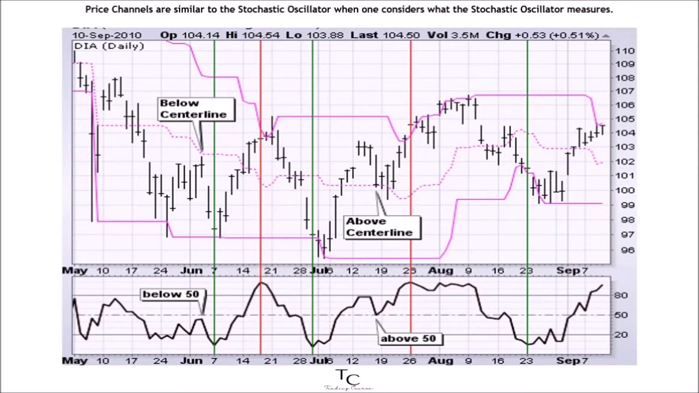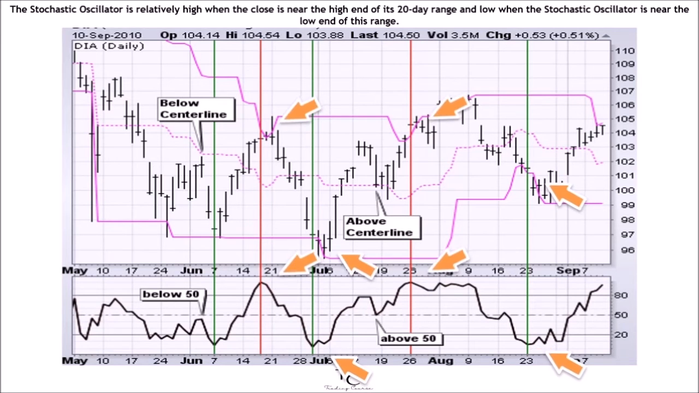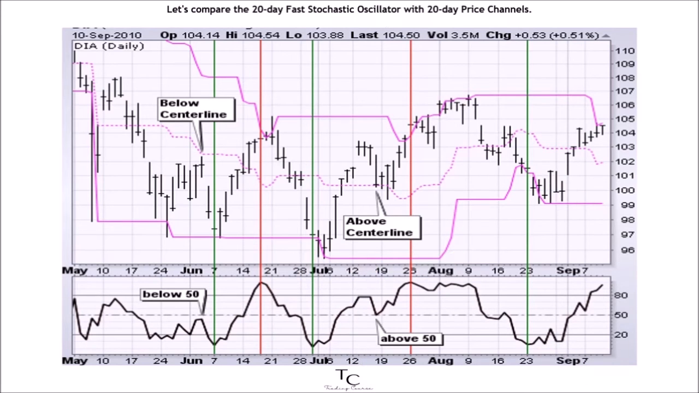Price channels are similar to the stochastic oscillator when one considers what the stochastic oscillator measures. This momentum oscillator measures the level of the close relative to the high-low range over a given period of time, say 20 days. The stochastic oscillator is relatively high when the close is near the high end of its 20-day range and low when the stochastic oscillator is near the low end of this range.